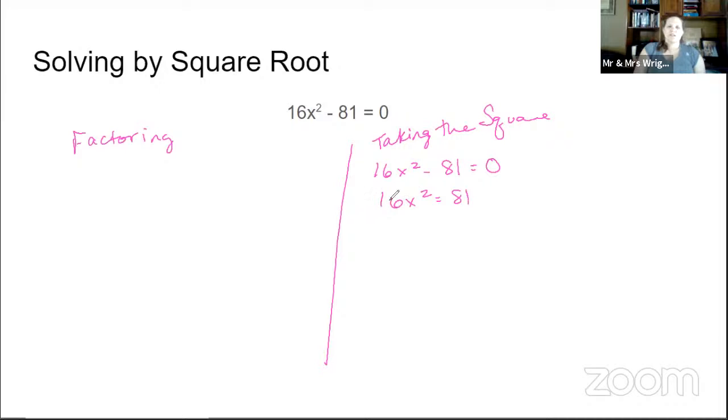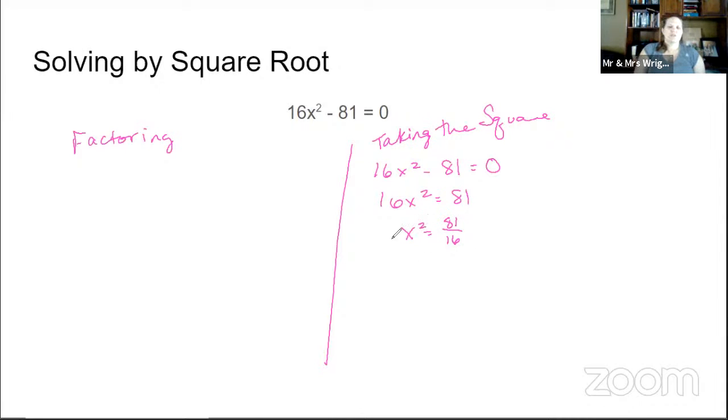All right, so now we need to undo the multiplication that's being done, 16 times x squared, and we're going to be left with x squared equals 81 divided by 16. 81 divided by 16 is a decimal. So we're going to have 81 over 16. Let's keep it like that because we want exact answers.